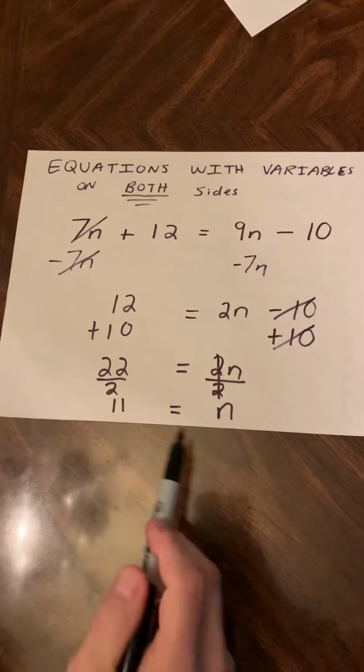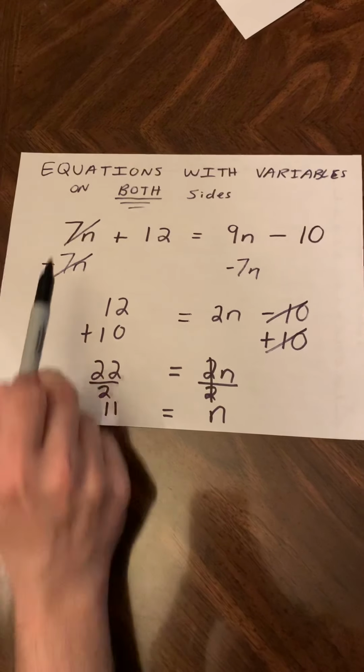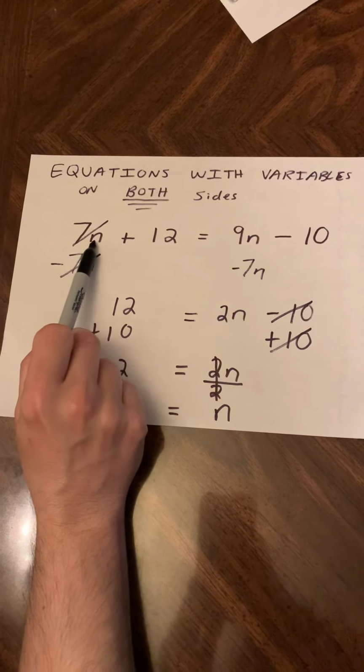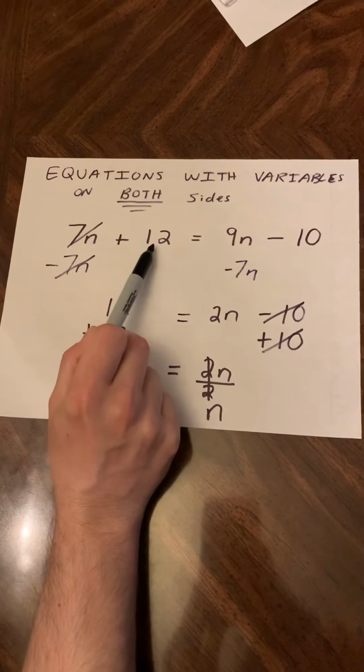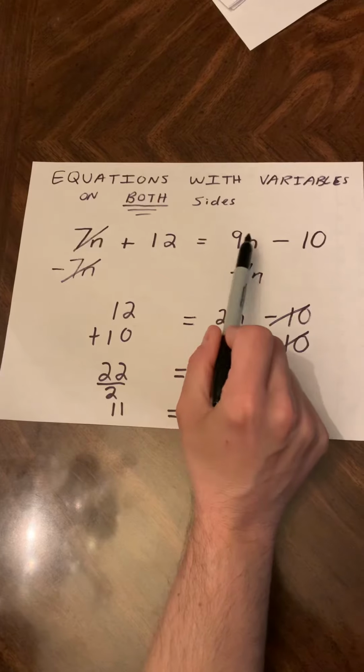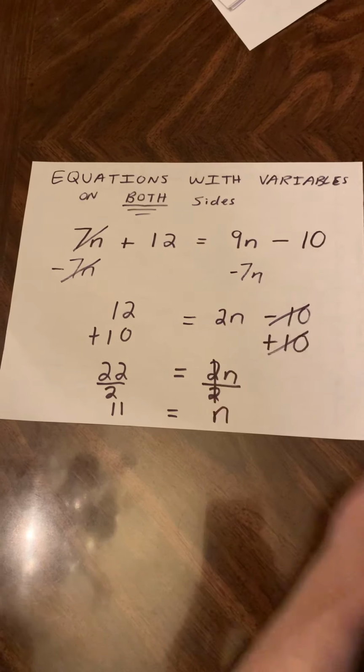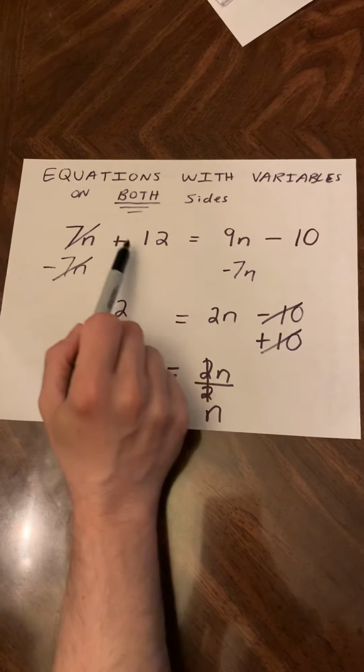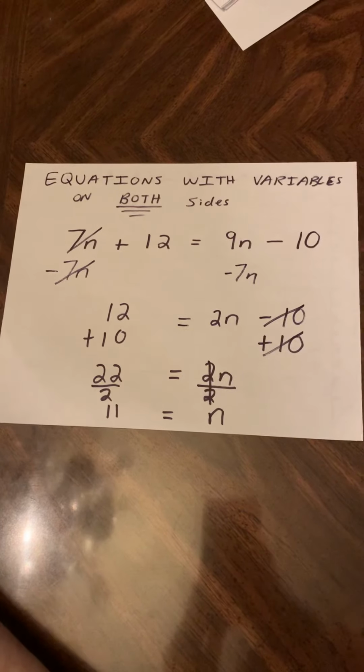If you want to check it on your own, if we say n is 11, you do 7 times 11 plus 12. Whatever you get there had better be equal to what we get on this side, 9 times 11 minus 10. I believe both sides come out to be 89. Maybe this will help you. Here's the exact same problem again.